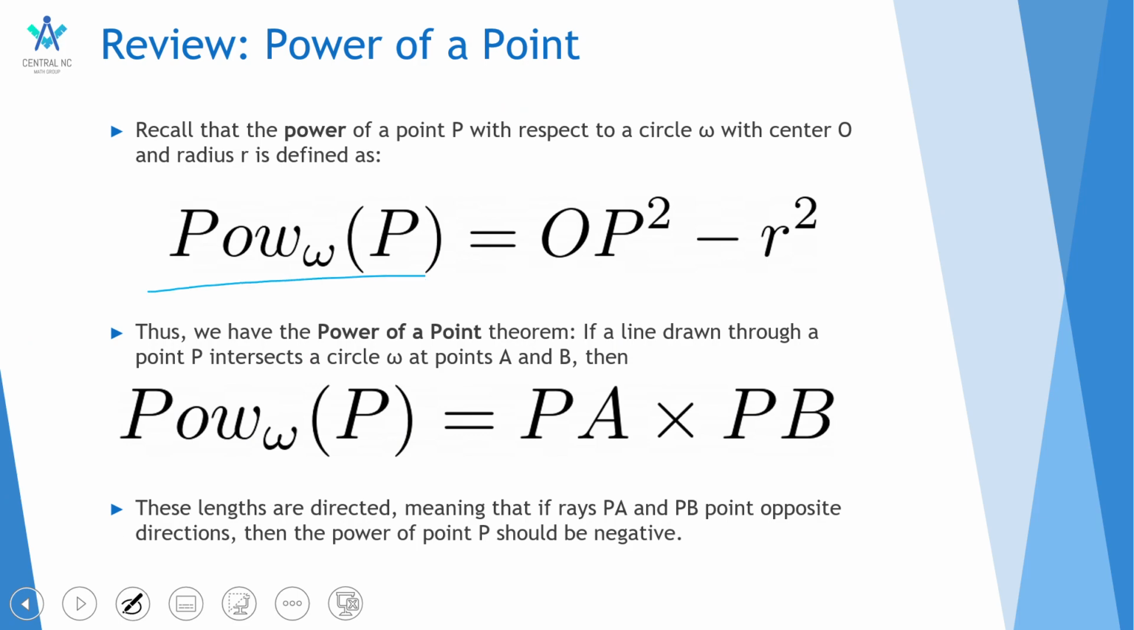Thus, we have the power of a point theorem. If a line drawn through a point P intersects the circle omega at points A and B, then the power of point P with respect to omega is equal to PA times PB. These lines are directed, meaning that if rays PA and PB point in opposite directions, then the power of point P should be negative. Also note that A and B can be the same point if the line through P is tangent to the circle omega.